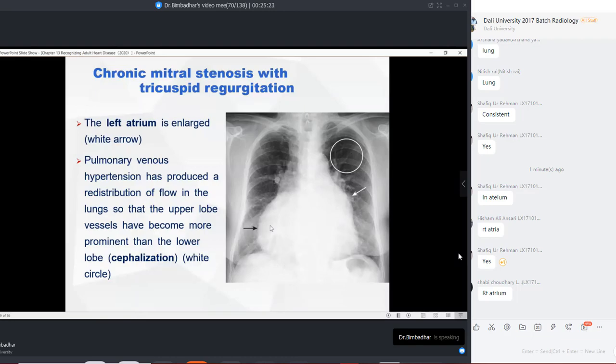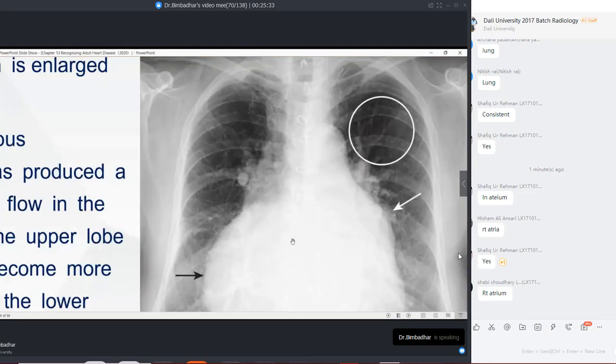And you see here in this patient also, there are some thick lines. Okay, look closer. Maybe the patient has undergone a valve replacement surgery. These are the suture lines, metallic suture lines of the thoracic rib cage.